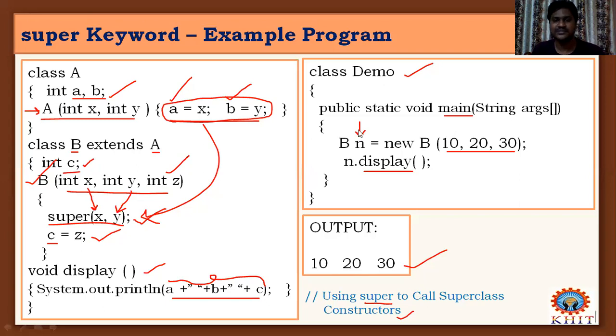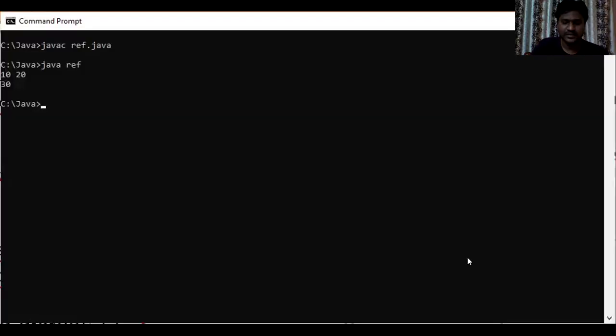Coming to the execution part of this program. Remember the class name is Demo. Now coming to the command prompt console to execute the Demo program: javac Demo.java, then execute java Demo. The output is 10, 20, 30. Got it? It is easy to code this type of feature in Java programs.